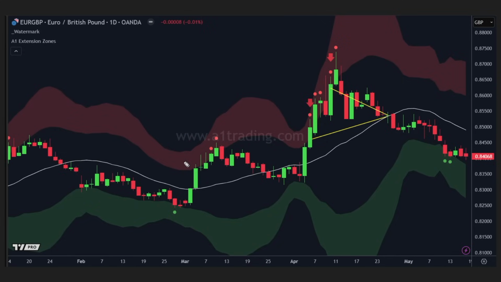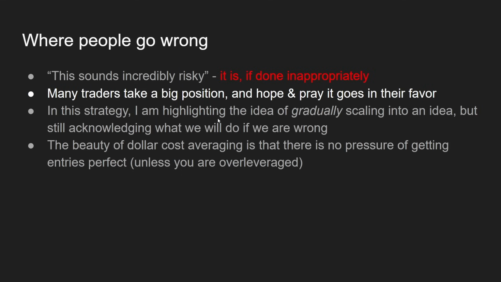Here's a quick example of a euro pound idea that I recently had. I entered a trade, it moved further against me, but my size was so small that this didn't even matter, right? It was so small, not even a worry at all. Second position, and ultimately was able to close out that trade when it moved back to the moving average here that you see. So I can already hear some of the criticisms of this approach.